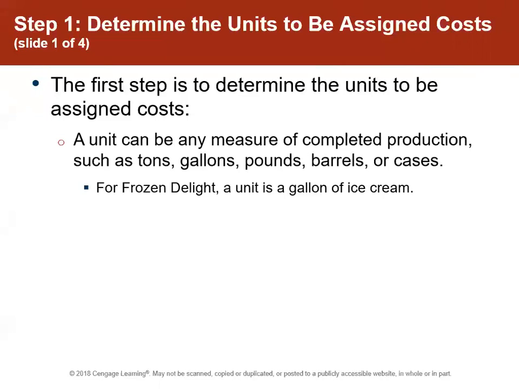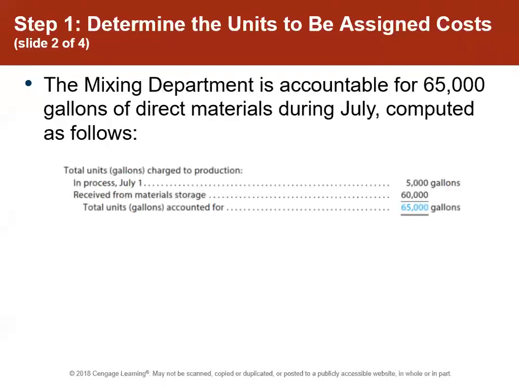So for Frozen Delight, the company we're looking at, our unit is a gallon of ice cream. Really, any complete item is a unit. What we're looking at is just the mixing department, so we're in work in process mixing. We're accountable for 65,000 gallons of direct materials. The way they show that is we had in process 5,000 and we received from materials 60,000. So total units in July are 65,000 gallons in the mixing department for materials.